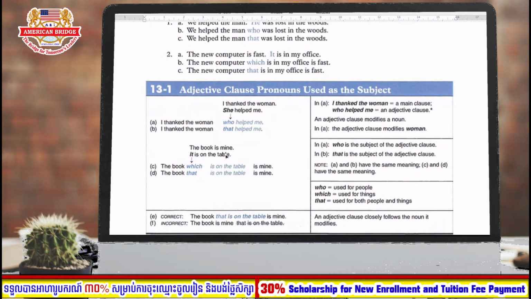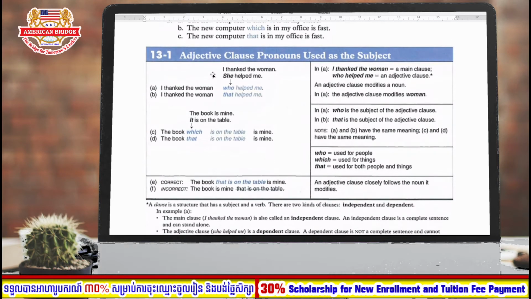So here, if you look closely, the adjective clause pronouns are who, that, and which. These pronouns can be used as the subject, okay? If you look at sentences A and B as an example, I thank the woman who helped me. So who helped me means she helped me. I thank the woman and she helped me. So in this case, the word who functions as the subject. So I thank the woman that helped me. Here, who and that can be used as the subject.